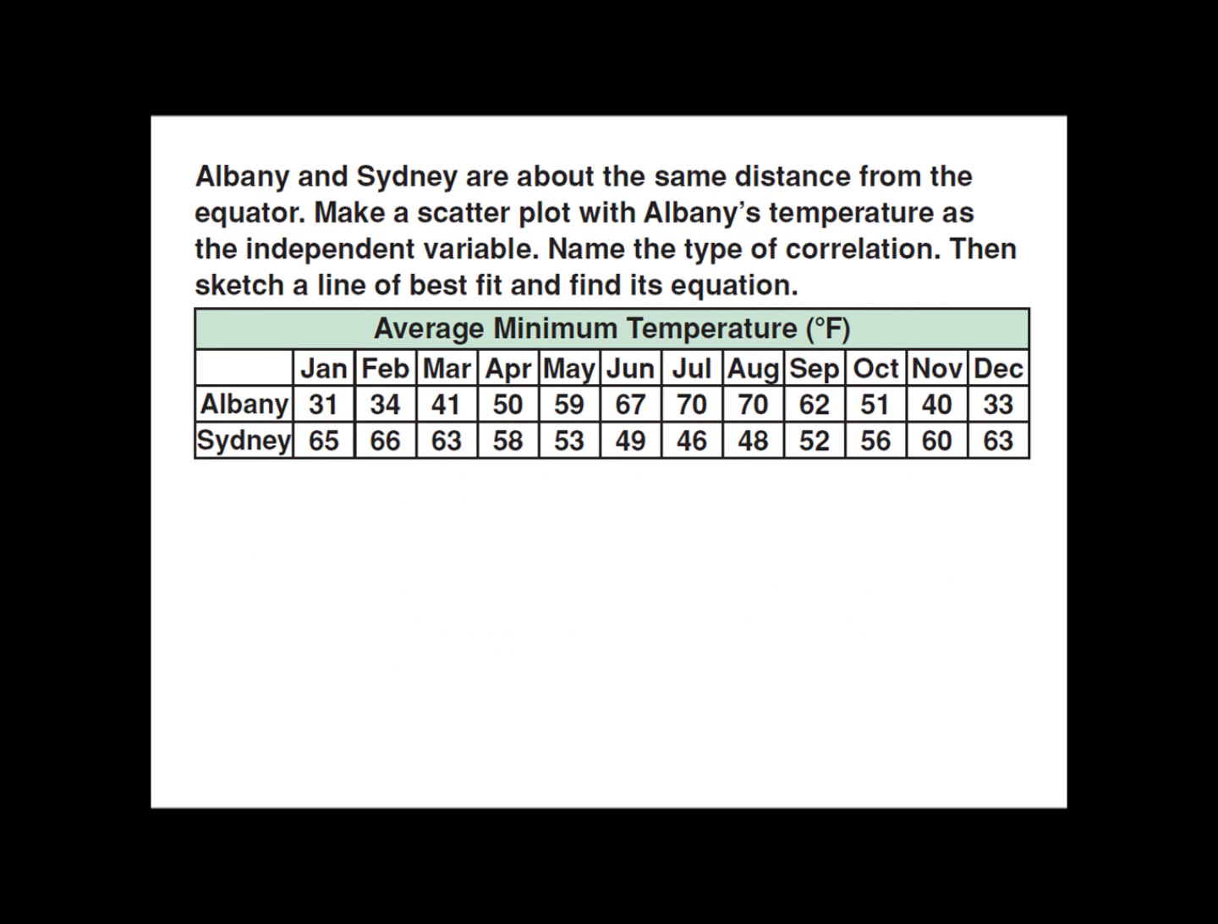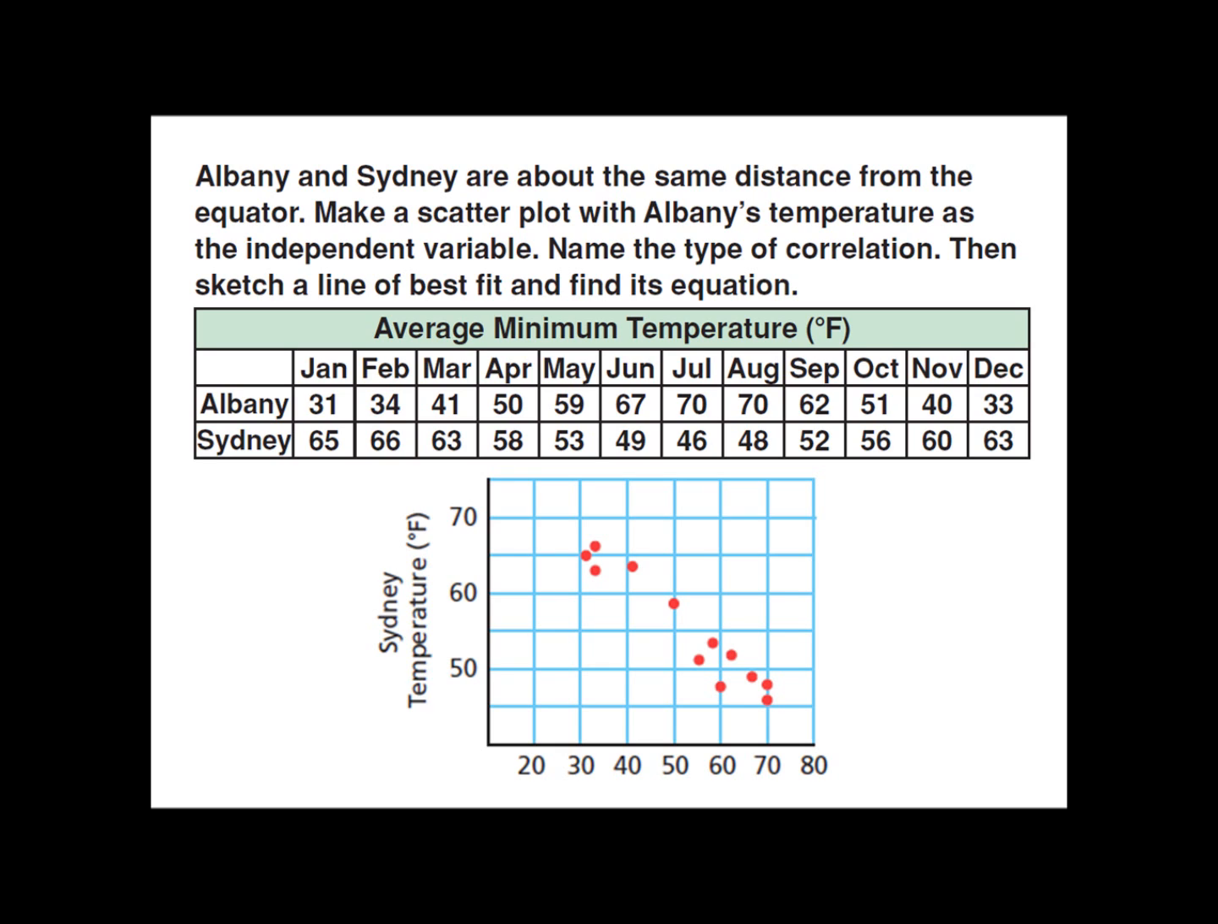Now, Albany and Sydney are about the same distance from the equator. Make a scatter plot with Albany's temperature as the independent variable, name the type of correlation, then sketch a line of best fit and find its equation. So here we see the average minimum temperature for each month of a year for both Albany and Sydney. Now the first thing we want to do is make a scatter plot. It says to make Albany's temperature the independent variable. The independent variable is the x data basically. So they're telling us that Sydney should be on the y-axis, Albany is on the x-axis.